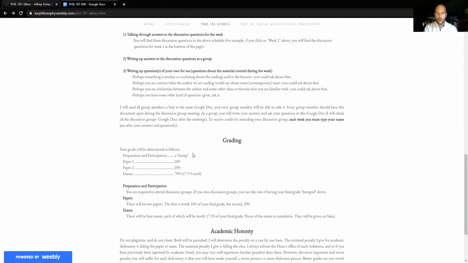And for the vast, vast majority of you, your final grade is simply going to be determined by the weighted average of your papers and exams. That's it. But I say preparation and participation, you can earn a bump. And what does that mean? If your preparation and participation are not very good, that is to say, if you don't show up to your discussion meetings, right? That's really the avenue for participation and preparation, that's how you show that you've prepared and that you participate, is in these discussion meetings. If you don't show up to them, you risk having your overall grade bumped down.